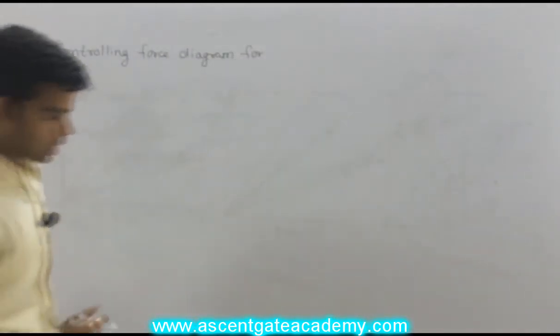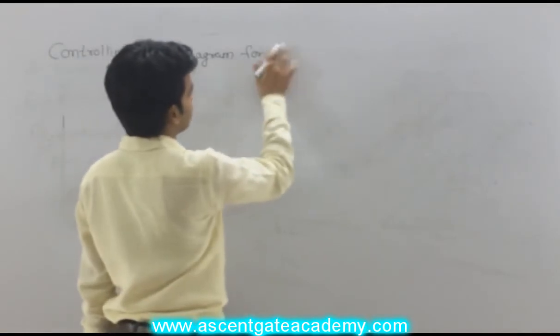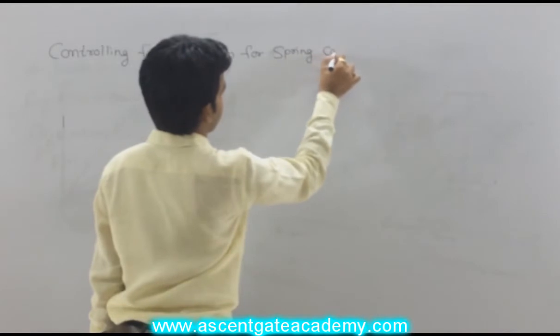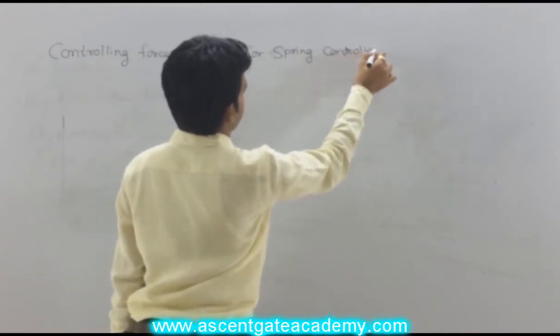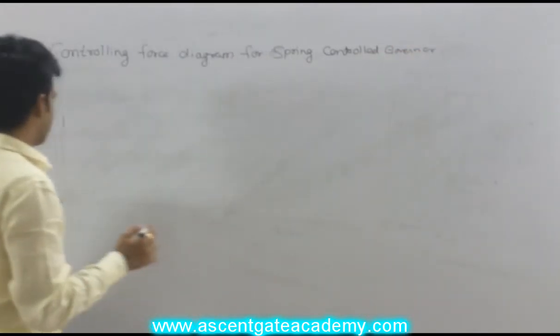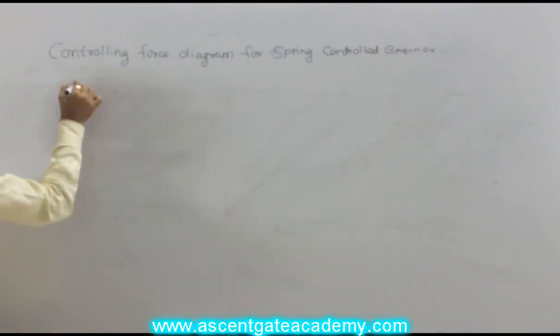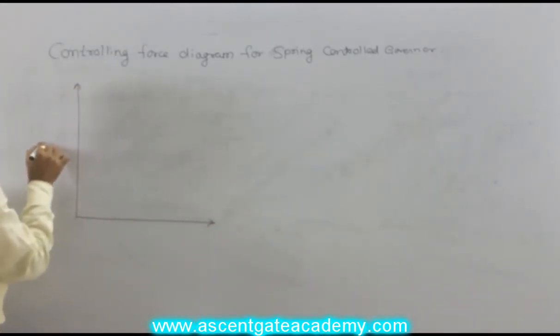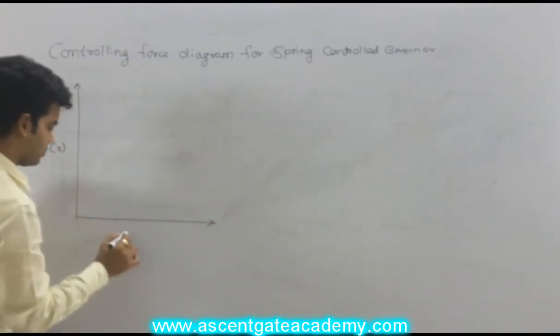Next is the controlling force diagram for a Hartnell governor, or you can call it a spring controlled governor. The same controlling force diagram we will plot now for the spring controlled governor.